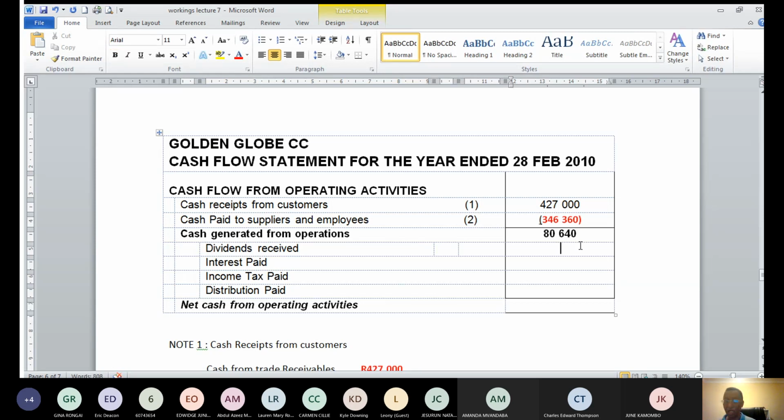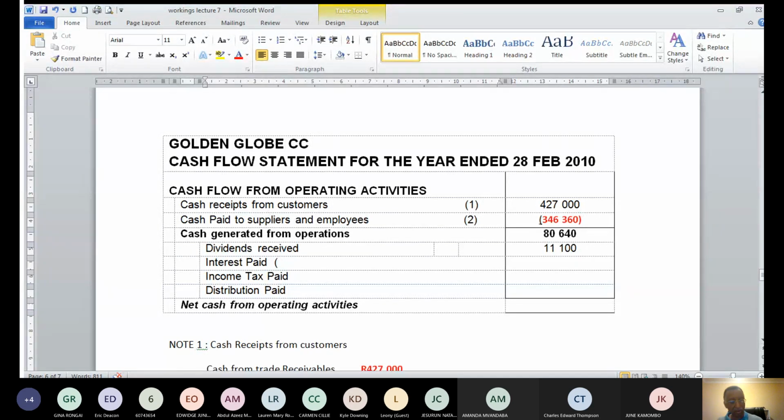I bring into account now my items that I show after the cash generated from operations. There was dividend income of 11,100 rand. There was interest paid. Now the interest paid, we just need to look if there was any adjustments on that one. Look on top there. The third item from the bottom in my statement of financial position, my interest expense is the amount of 4,996.